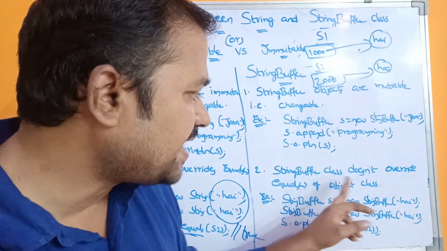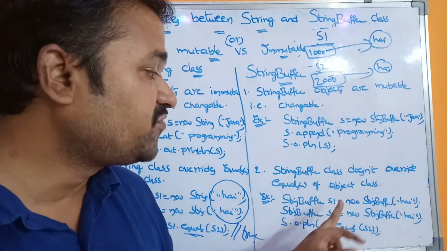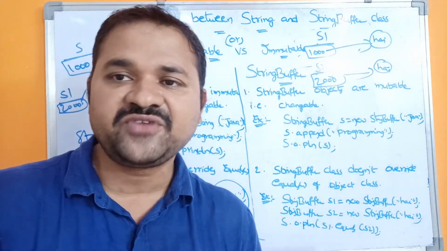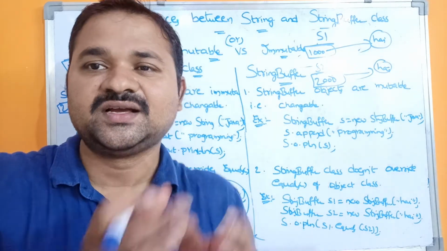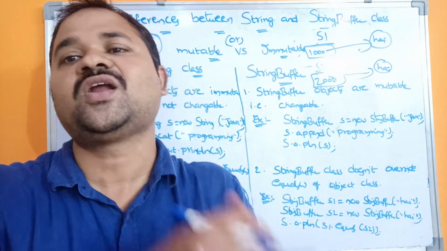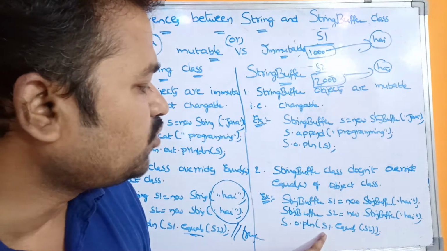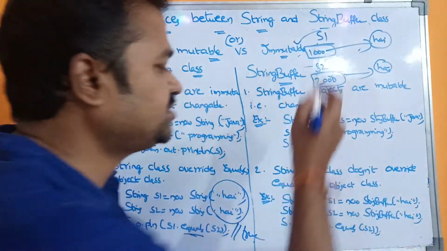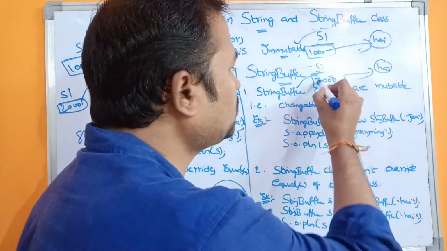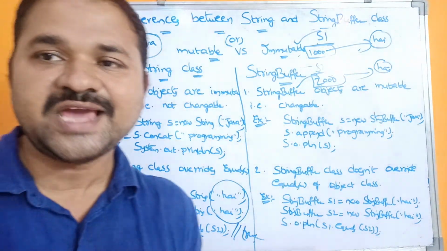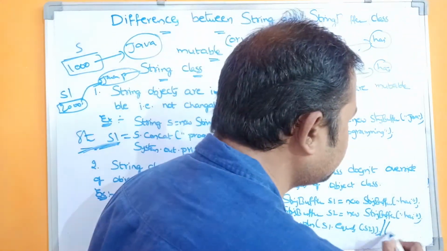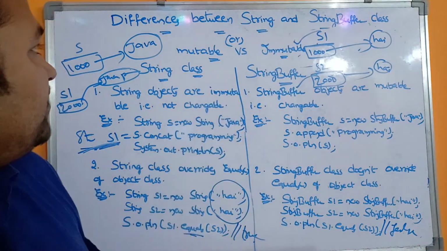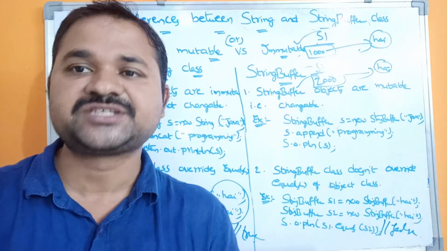So the StringBuffer class doesn't override the equals method of the Object class. In the Object class, the task of the equals method is to check whether those two references are equal or not. So System.out.println(s1.equals(s2)). What is the s1 reference? 1000. What is the s2 reference? 2000. So 1000 and 2000 are not equal. So it returns false. So false will be displayed. So these are the two differences between the String and StringBuffer classes.